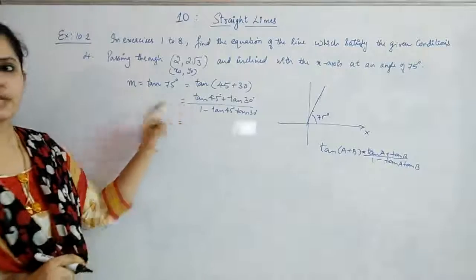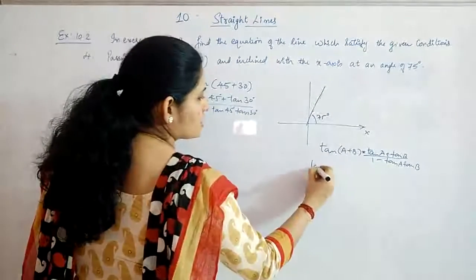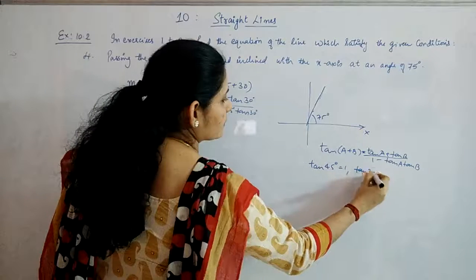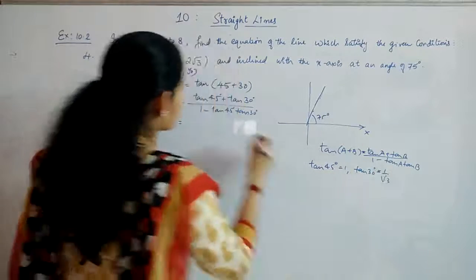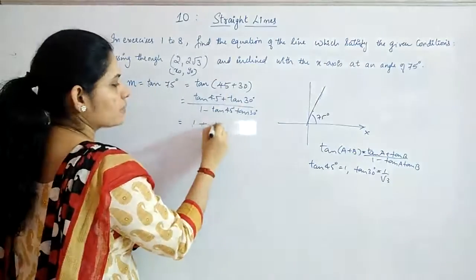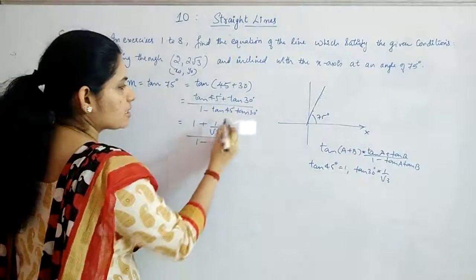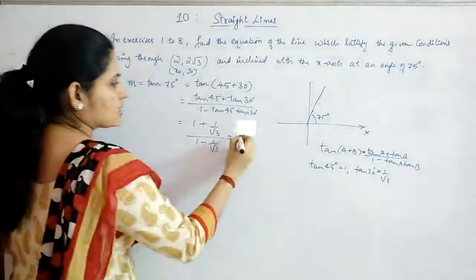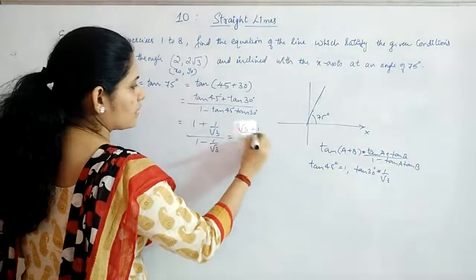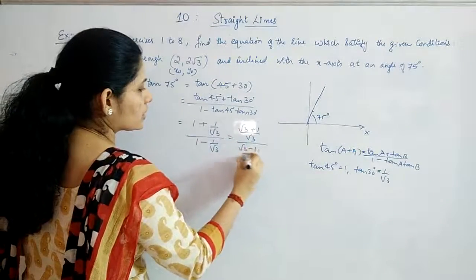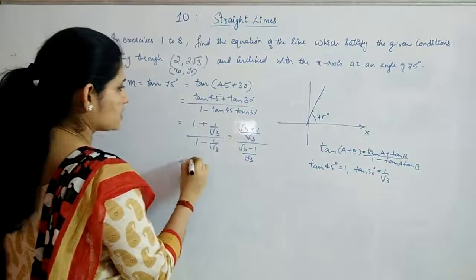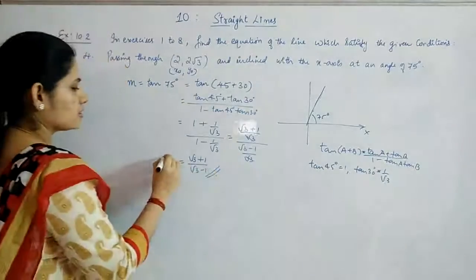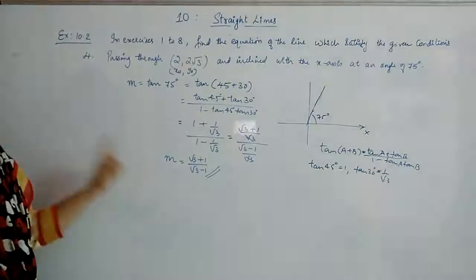Now what is tan 45? Tan 45 is 1, and tan 30 degrees is 1 by root 3. So replacing, you will get (1 plus 1 by root 3) divided by (1 minus 1 by root 3). Taking the LCM, you will get (root 3 plus 1 by root 3) whole divided by (root 3 minus 1 by root 3). Root 3 gets cancelled, and you will get root 3 plus 1 by root 3 minus 1, which is the slope of the required line.